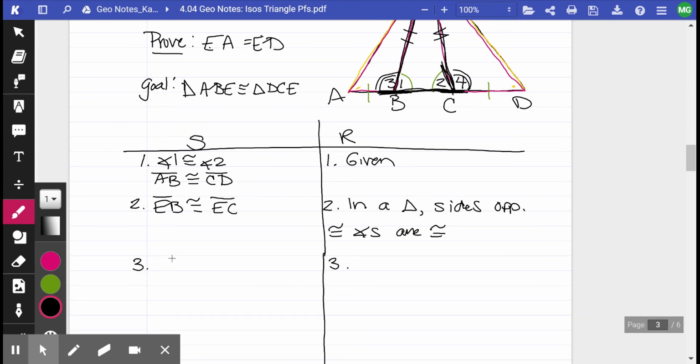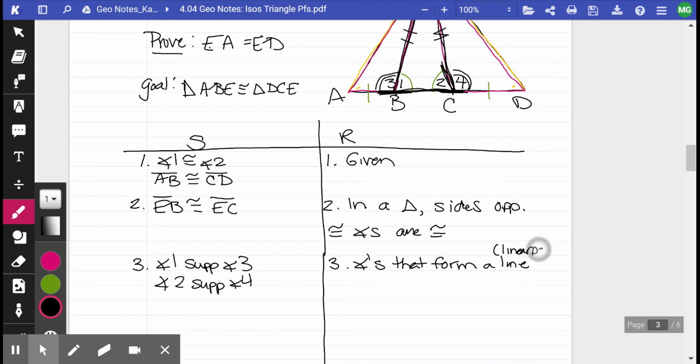Okay, once I get those two congruent, then I can say angle 1 is supplementary to angle 3. In that same step, I can say angle 2 is supplementary to angle 4. Why? Because angles that form a line, or as we call them, linear pairs, are supplementary.